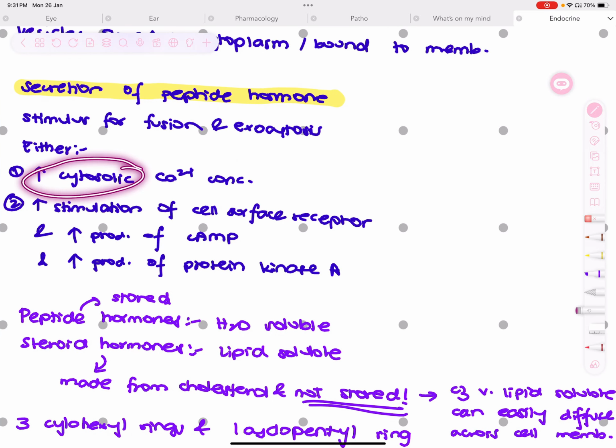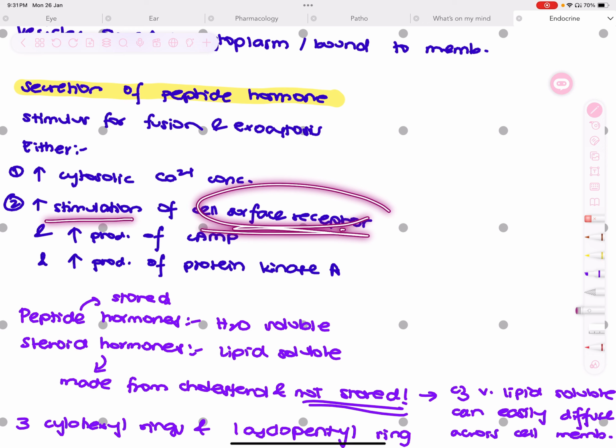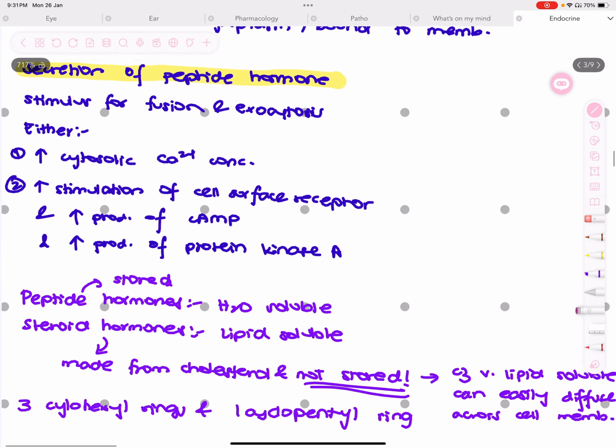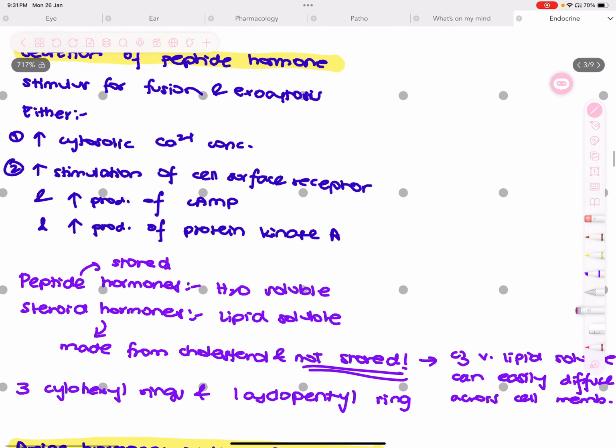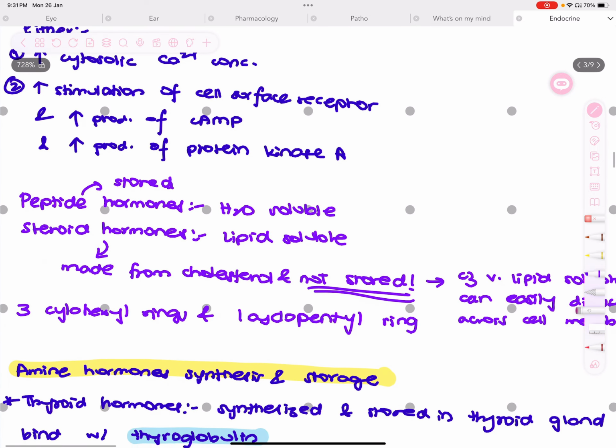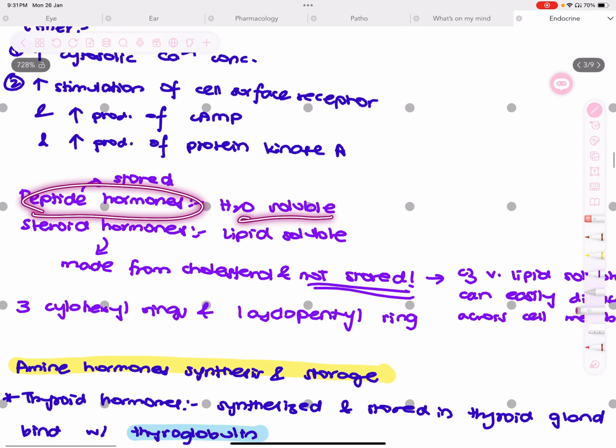One is increased cytosolic calcium concentration, the other would be increased stimulation of cell surface receptors. So we have cell surface receptors. If a hormone comes and attaches to the receptor, that could potentially increase the production of cAMP, and that would result in increased production of protein kinase A, and excess of that hormone would be produced and released. Now, peptide hormones, the one thing about them is that they are water soluble.